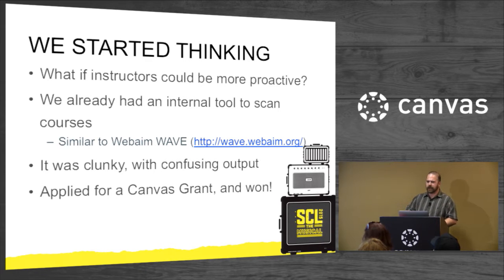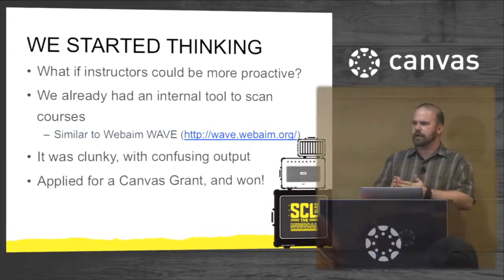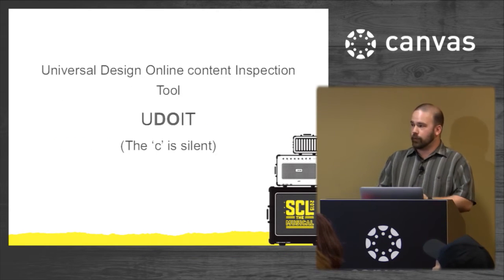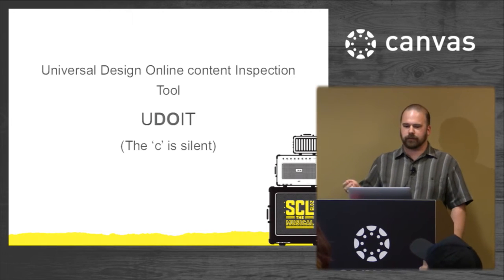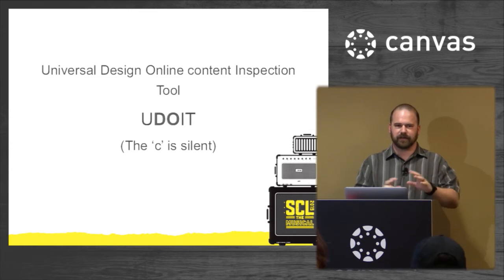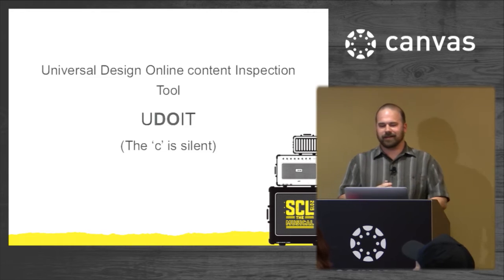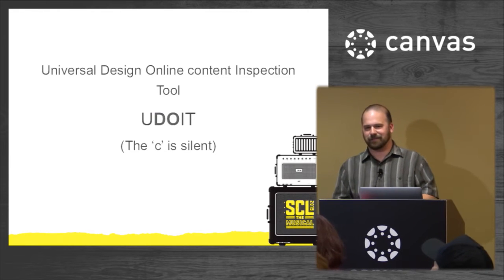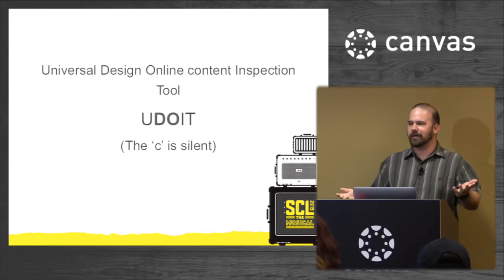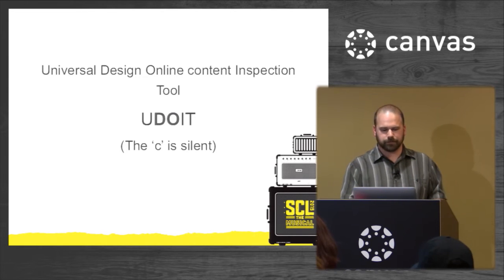So we heard about the Canvas grant program in 2013, and we decided to apply for it in order to fund the improvement of this internal tool. And so we won, and we started working on the Universal Design Online Content Inspection Tool, the UDoIT. The C is silent, that's why. But like I mentioned in the previous presentation, it's basically a backronym, which is a real word. But basically, we wanted it to be called UDoIT because it gives you the power to take control of the accessibility of your course, and then we figured out how to fit that into real words.